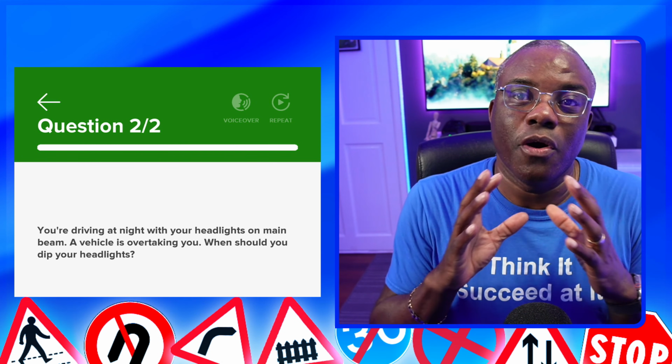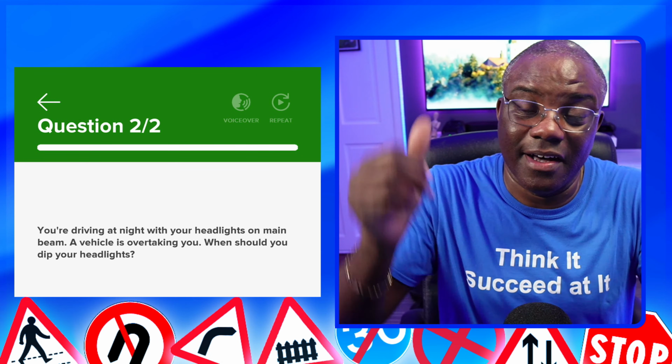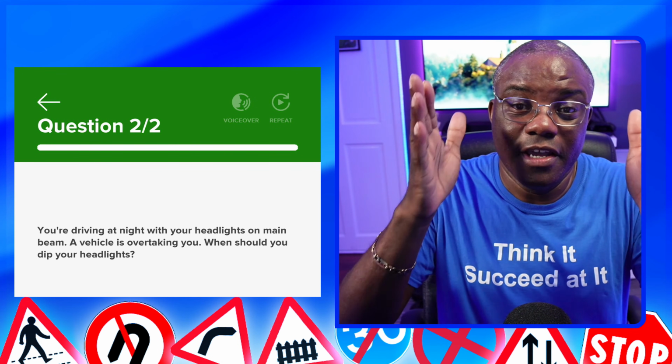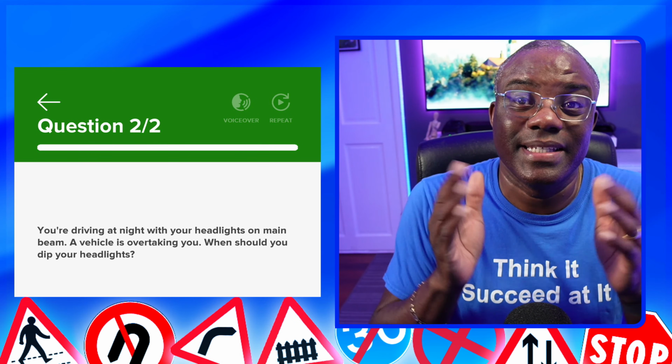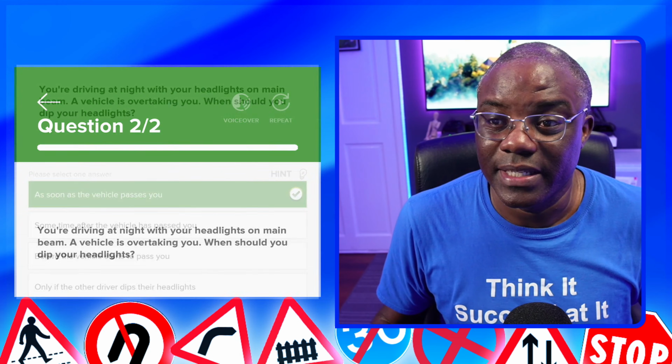The reason why you've got your main beam on is because the road is dark. You're the first car, the leading car, the car behind you is about to overtake. So you're lighting up the road so you can see clearly. That's why you've got your main beam on. As soon as the car starts to overtake, let's show you the answer.